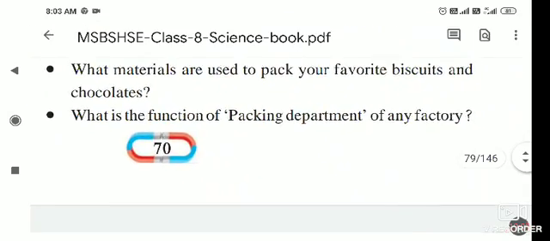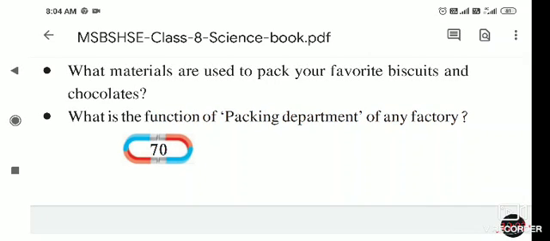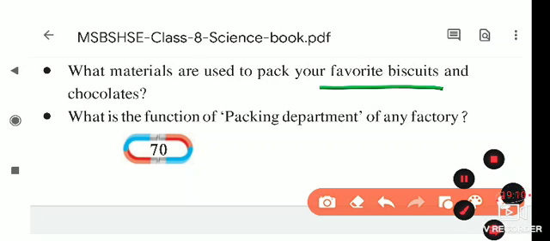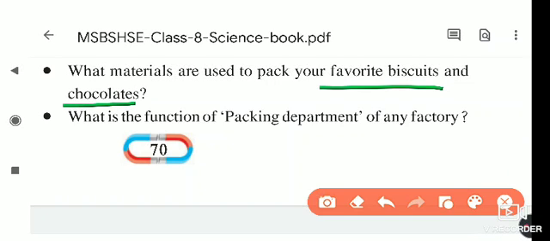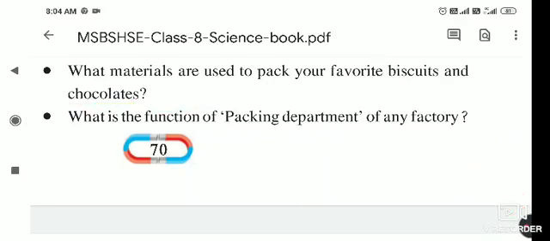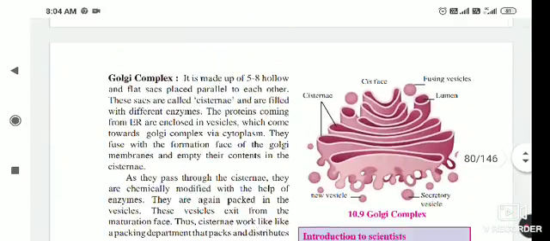If the packing is proper, the chocolates inside do not melt and the biscuits remain fresh and crispy because of the proper packing of that material. The next function of the packing department is to pack it properly in that system.